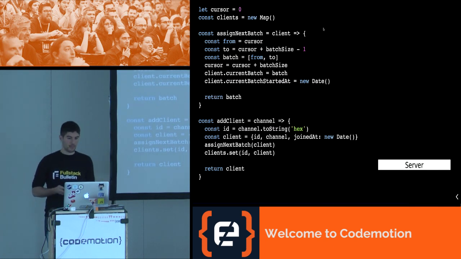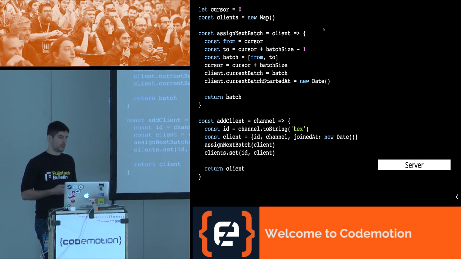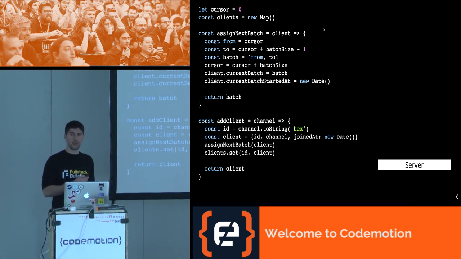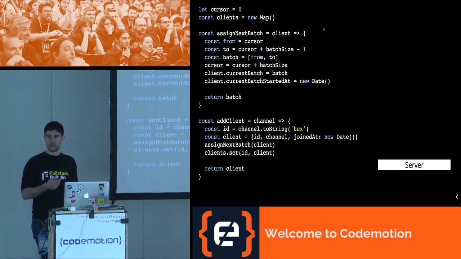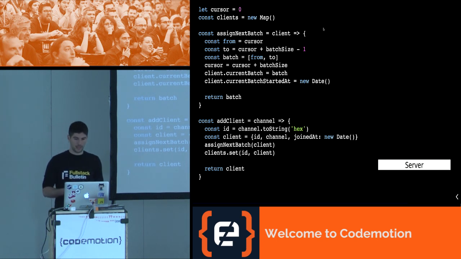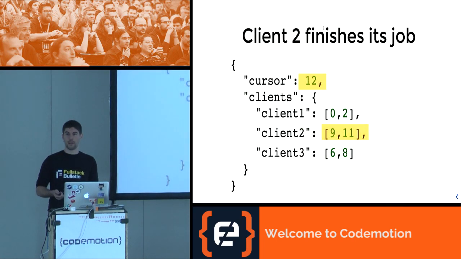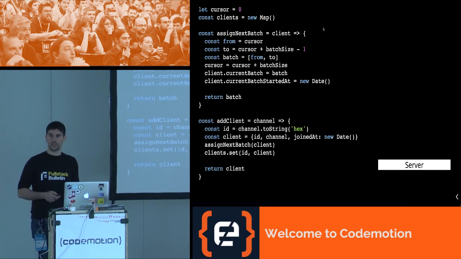And this is just a simple code that implements this logic. So here you can see we start from 0, the cursor, we create an empty map for the clients, and then there is a function that manages how to assign the next batch and how to add a client. I'm not going to go into much detail. You can check the code in your own time on GitHub, but I just wanted to show that this logic you can implement with few lines of code, so nothing really complex.